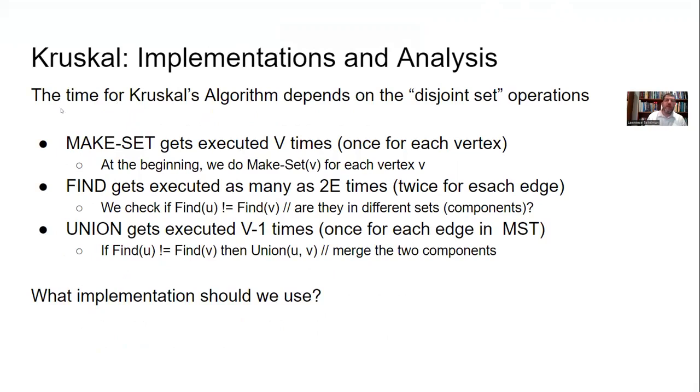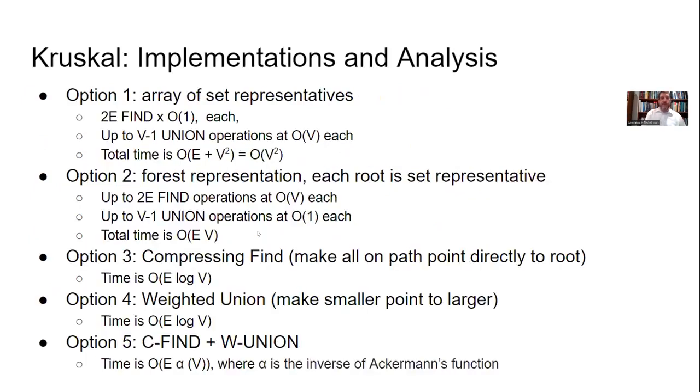Okay, so we need to run make set at the beginning. Make set gets executed on each vertex. So that's going to be whatever it takes times V. We're going to need to do find. Now, how often do we do find? Well, we need to do find for every edge, and we need to do it twice, because we do find on one vertex, and we do find on the other vertex. So that's going to take 2 times E. And then the union, we only do union till we build the tree. So the number of edges in a tree is V minus 1. So that's this thing here.